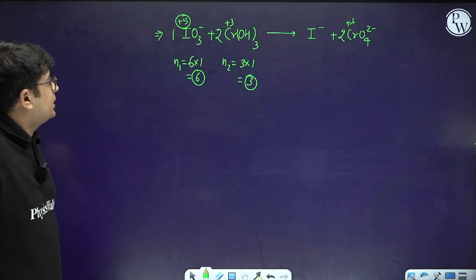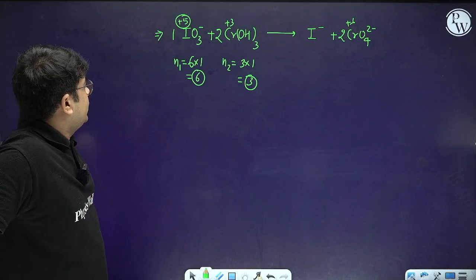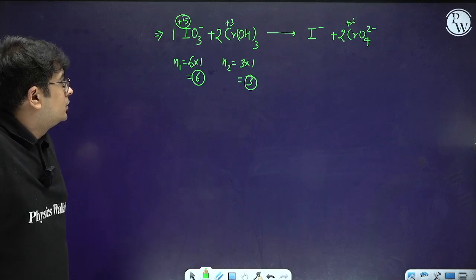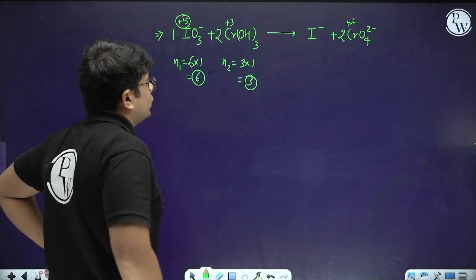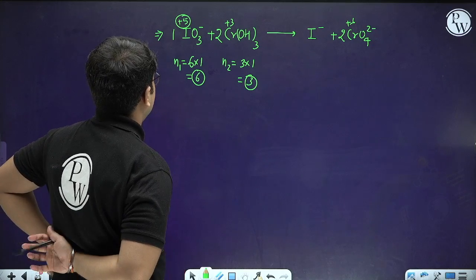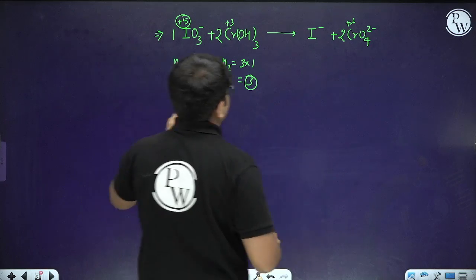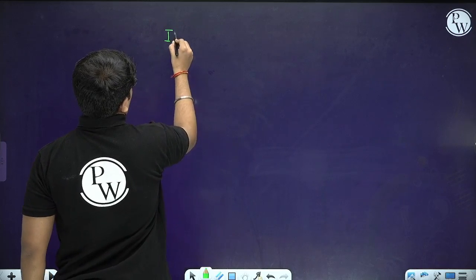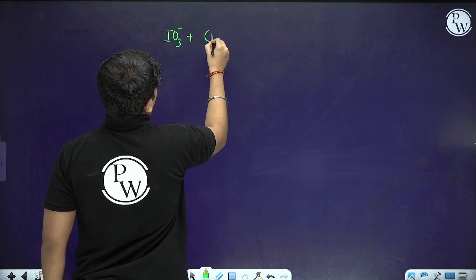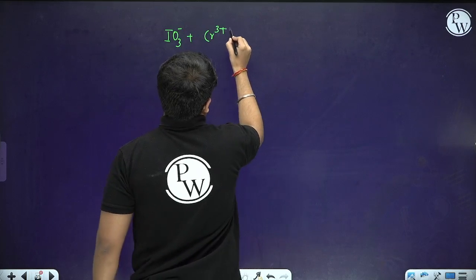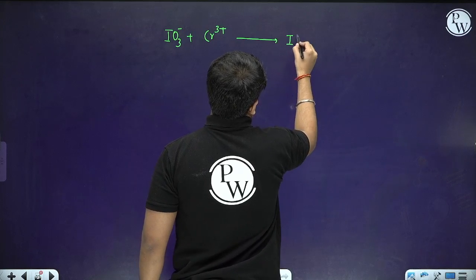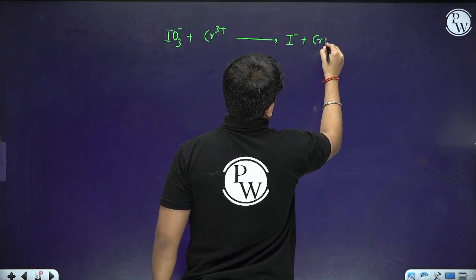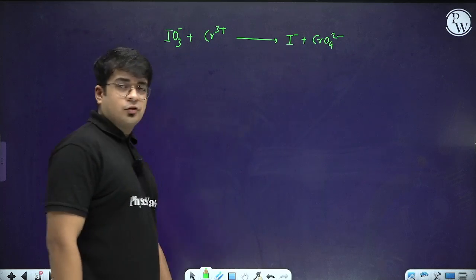Now in this case, 3 2s are 6 plus 3, 9, and 2 4s are 8. So I can add 1 H2O and 2 OH negative on that side. So no, oh, okay, same mistake. So the equation was supposed to be IO3 negative plus Cr3 positive. Sorry, same mistake. Gives us I negative plus CrO4 2 negative. That was supposed to be the reaction.